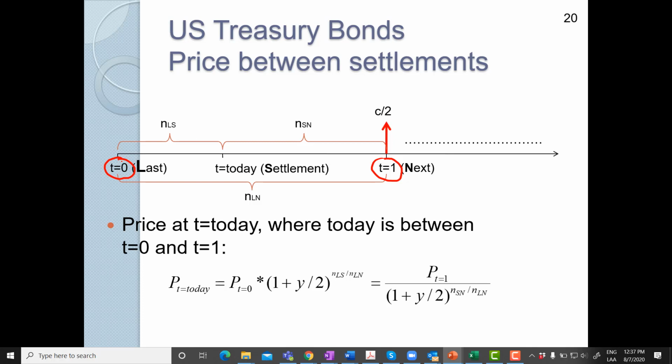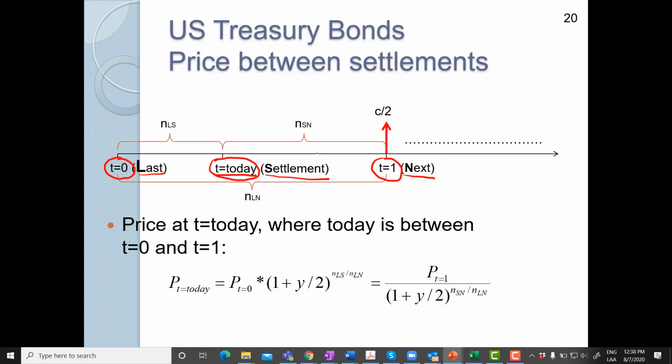Now, some days go by, and then t is going to correspond to something that we're going to call t equals today. And it's going to be in between t equals 0 and t equals 1. So t equals 0, I'm going to call the last date. t equals 1, I'm going to call the next date. And today, I'm going to call settlement. And now the whole question is, what is the price today?